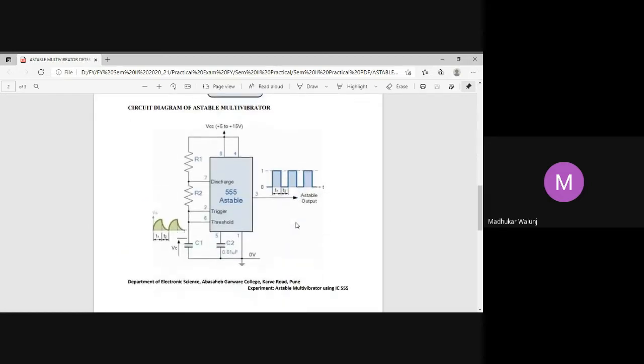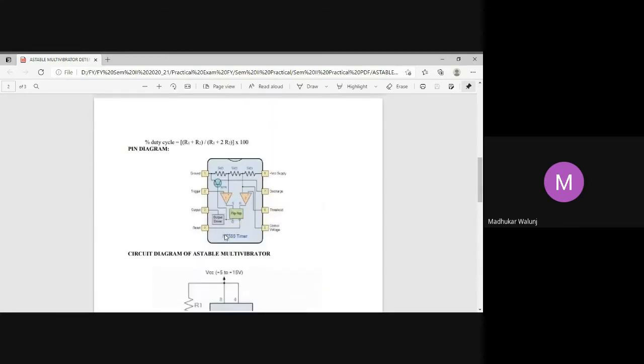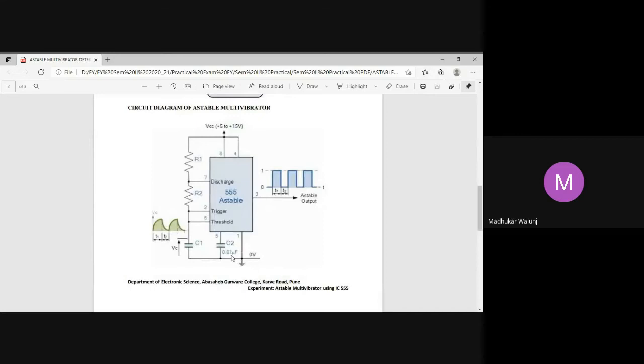Circuit diagram for the astable multivibrator: you can see the 4 number terminal, reset, is connected to VCC. The 8 number terminal, VCC, is connected to VCC. You can connect from +5 to +15. Between VCC and the 7 number, there is a resistance R1, and from 7 number to 2 number, there is a resistance R2. On 6 number, there is a capacitor C1 connected to ground. The 5 number terminal is the control voltage, connected through 0.1 microfarad to ground. The 1 number terminal is grounded.